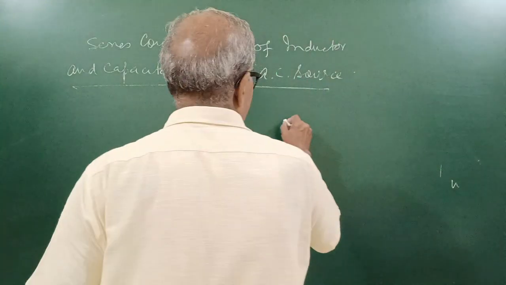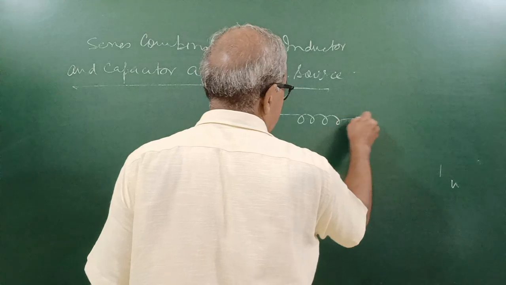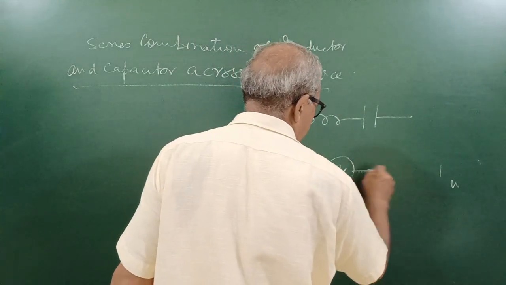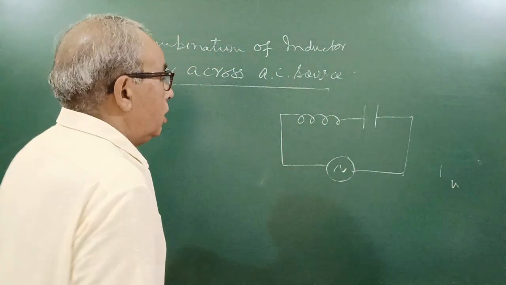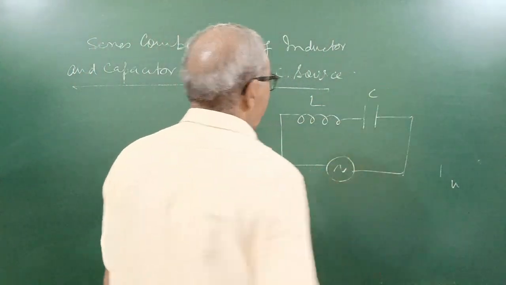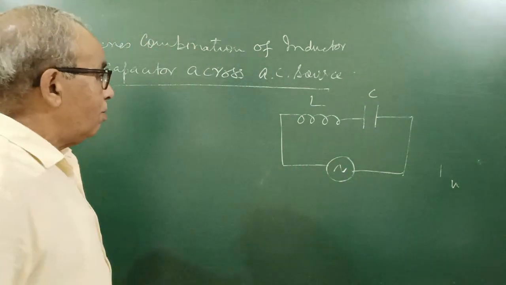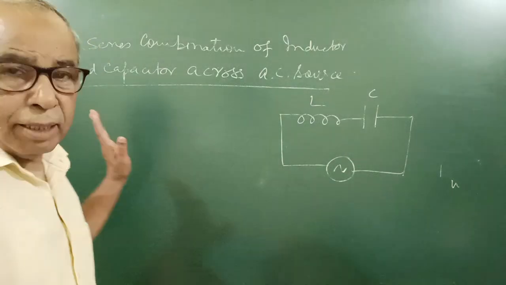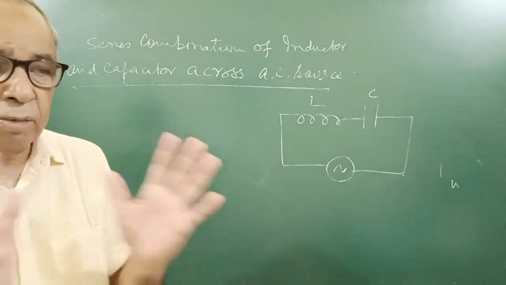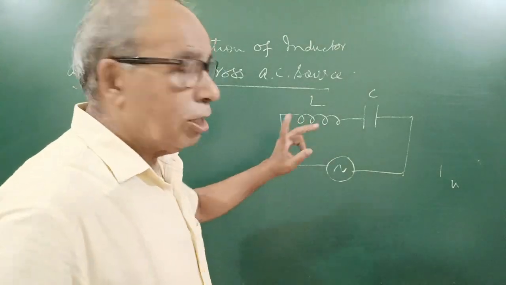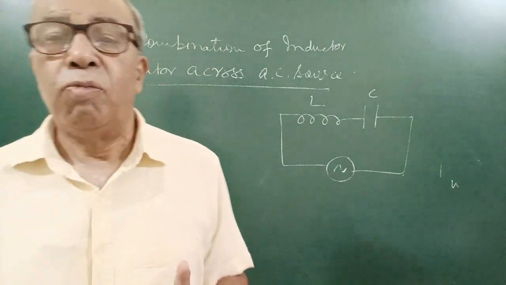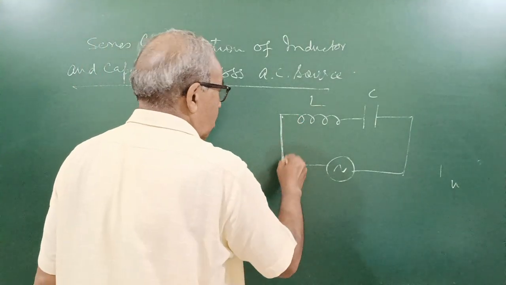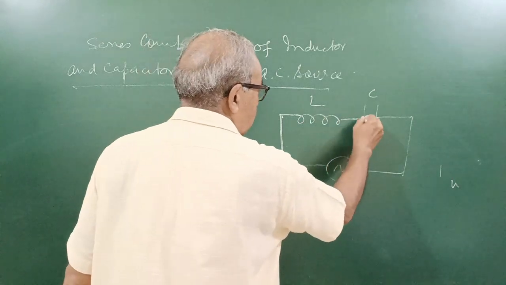But see what is happening here. It is an inductor, this is a capacitor, and it is an AC source. In case of an inductor, you know, voltage leads the current by pi by 2. In case of a capacitor, voltage lags behind the current by pi by 2.